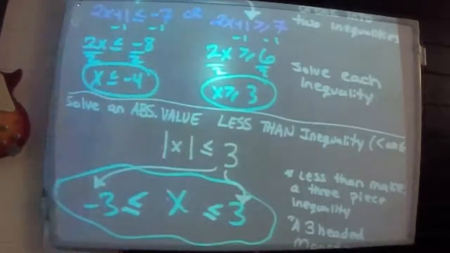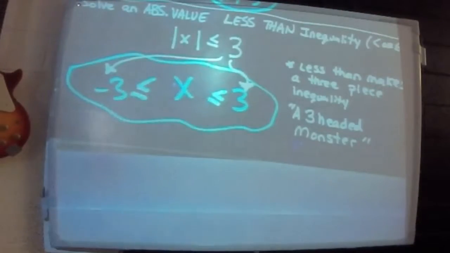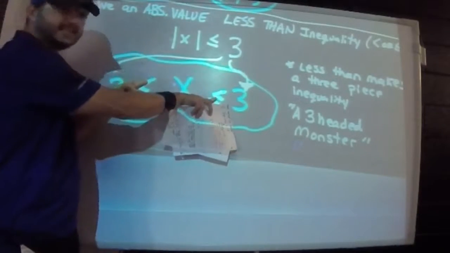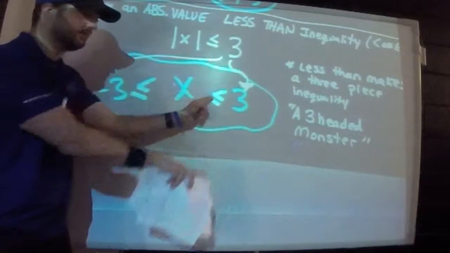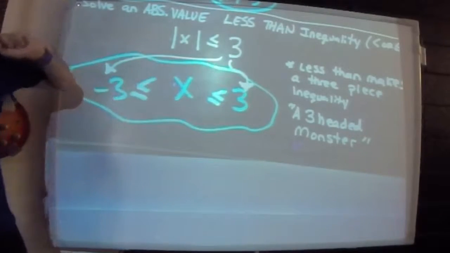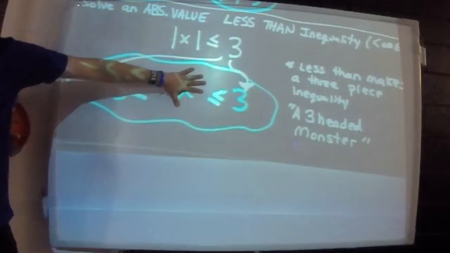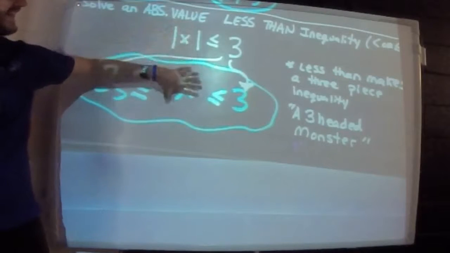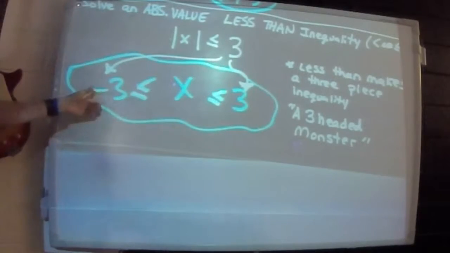And then lastly, when you have absolute value less thans, you make a three-headed monster: less than sign, or in this case, less than or equal to. Put negative 3 on the one side and 3 on the right side. Whatever's in the box comes to the middle. If there's junk in the box, you put it in the middle, you keep working. If it's just x, put it in the middle, and you're done.